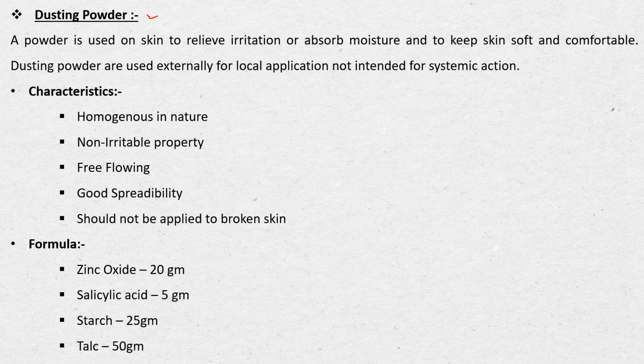Next is dusting powder. So what is dusting powder? It is a powder used on the skin to relieve irritation or absorb moisture and to keep skin soft and comfortable. Dusting powders are used externally for local application and not intended for systemic action. So here some important things are that it absorbs moisture, it relieves irritation, and it is used to keep the skin soft and comfortable. Next important is it is used externally for local application and not for systemic action.